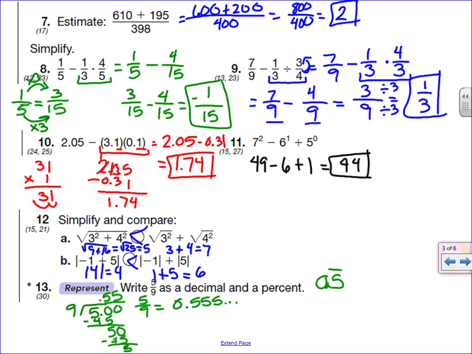And as a percent, we would move that decimal place over 2 spots. So we'd go 1, 2. So we'd have 55.555 repeating.